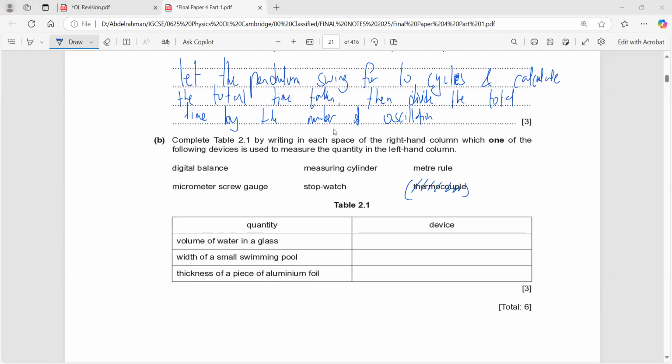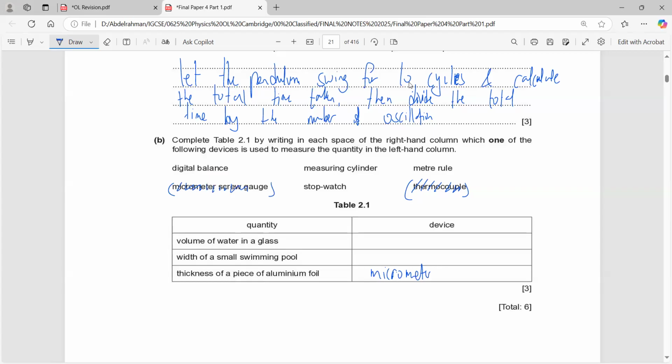Also, the micrometer screw gauge has been removed, which is the answer to the last one. To be honest, it is the micrometer. So we shouldn't write it down or solve it. No, it's been removed. You're not required to know anything about the micrometer screw gauge or how we can use it. So these two devices have been removed. The volume of the water in the glass.